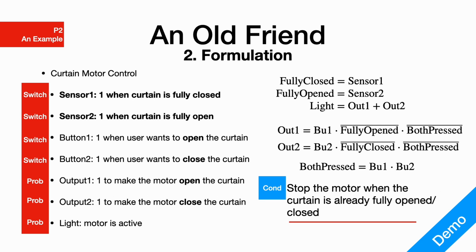We use a new variable called both pressed, and then we invert the signal so that this would generate a negative signal when both button 1 and button 2 are pressed, so that it can further disable output 1 and 2. Again, using your basic binary identity, anything AND 0 is always equal to 0. So, in this case, if both buttons are pressed, regardless of the state of fully open and fully closed, both outputs would be disabled. Both outputs would be generating a 0 value. And that covers all of our conditions, all of our specifications.